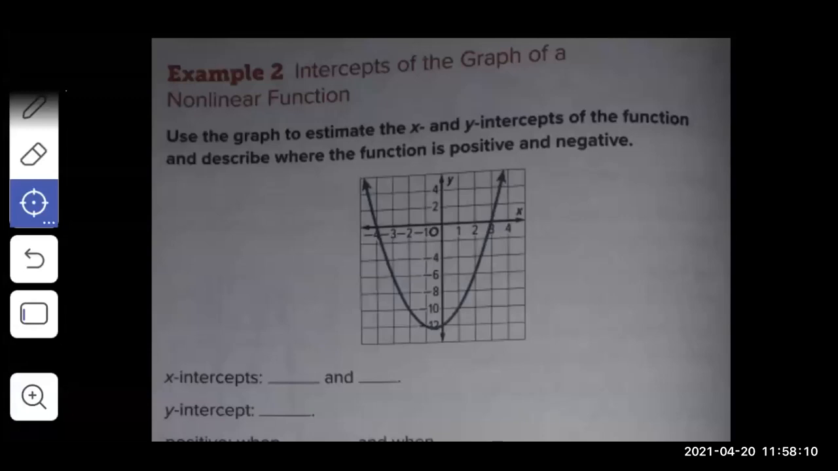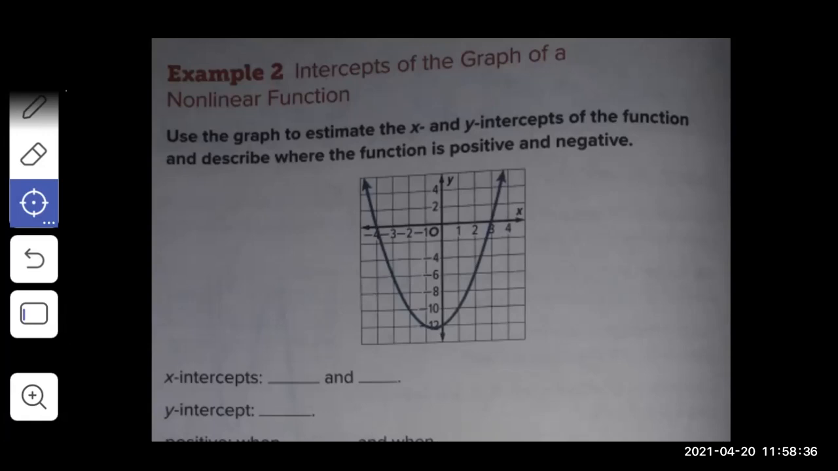Okay, we are going to interpret, guys, and find the y and x intercept of a graph of a nonlinear function. This is nonlinear because this is not a straight line. We're going to talk about this later. We're going to use this graph to estimate the x and y intercept of this particular function, and then we're going to describe where the function is positive and negative.